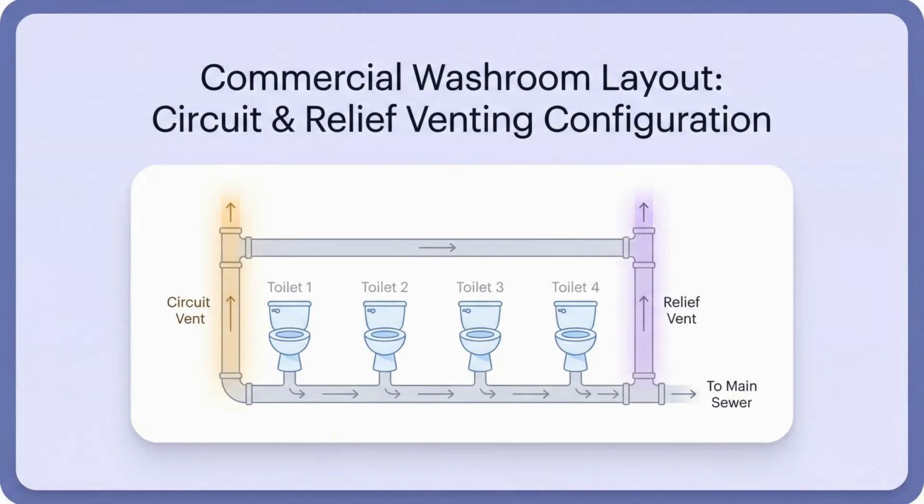Next, we have circuit venting. This is a technique heavily used in commercial settings where you have a row or battery of fixtures on a single horizontal branch. Instead of running an individual vent to every single toilet, a circuit vent connects to the branch itself. The main rules here are that all fixtures must be on the same story, and no vertical drainage stack can connect upstream of your circuit-vented fixtures.